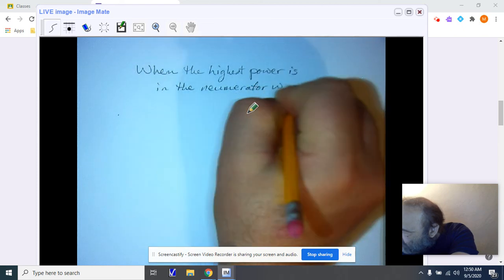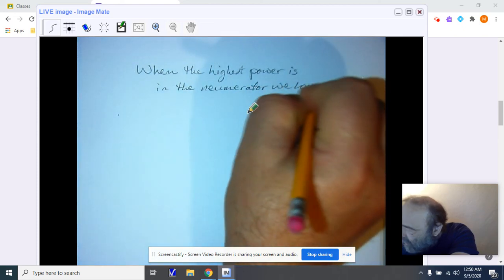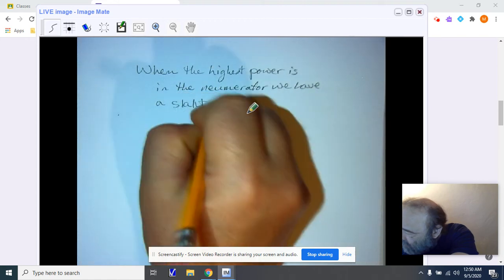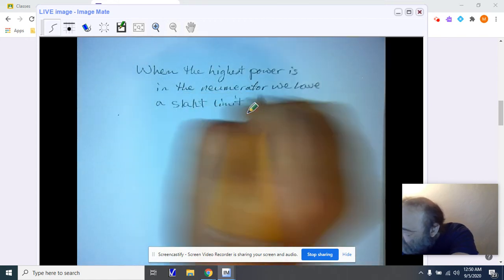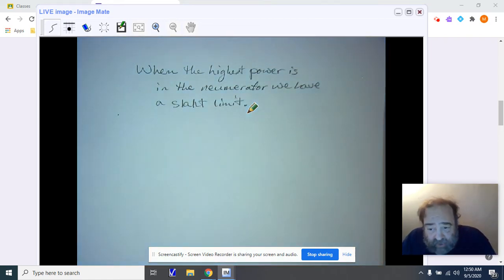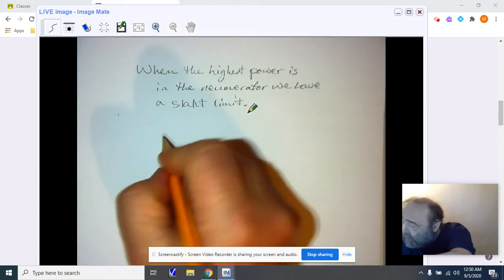When the highest power is in the numerator, we have a slant limit. That means that our limit is going to be positive or negative infinity, and we just have to figure out which is it. Let's take a look at an example.